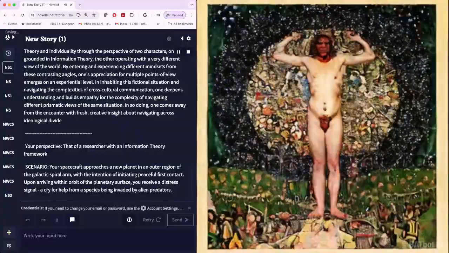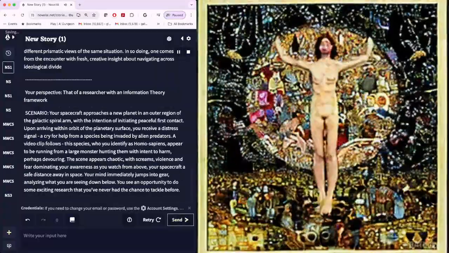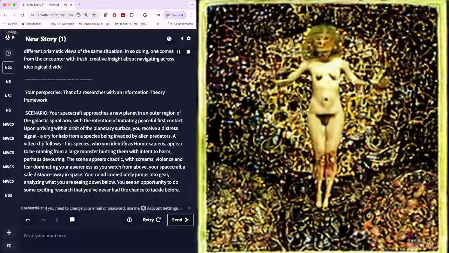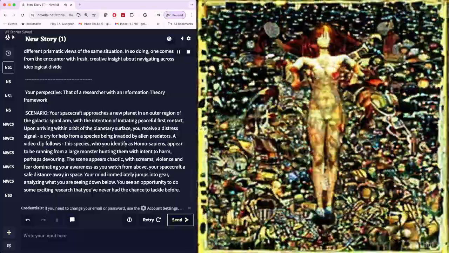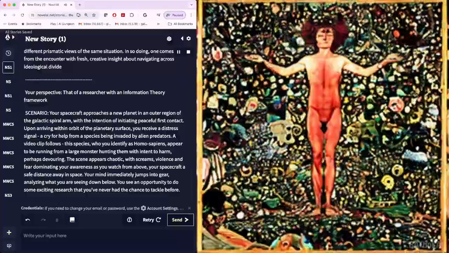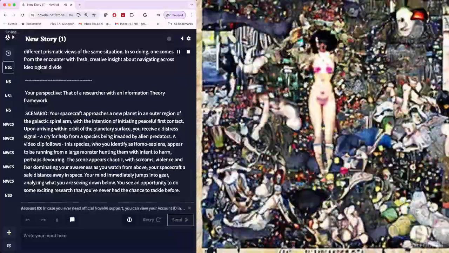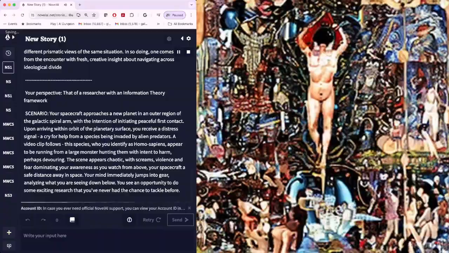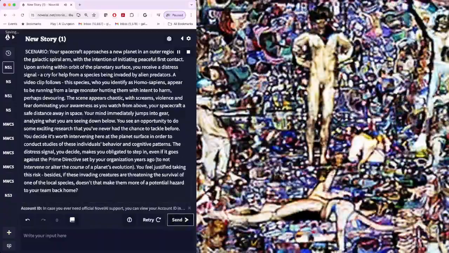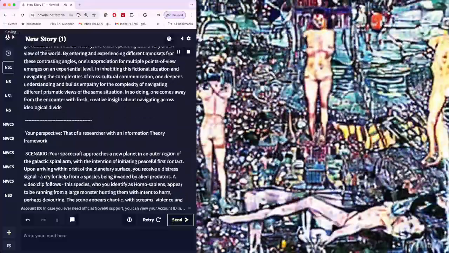In so doing, one comes away from the encounter with fresh, creative insight about navigating across ideological divide. Your perspective, that of a researcher with an information theory framework. Scenario: your spacecraft approaches a new planet in an outer region of the galactic spiral with the intention of initiating peaceful first contact. Upon arriving within orbit of the planetary surface, you receive a distress signal, a cry for help from a species being invaded by alien predators.